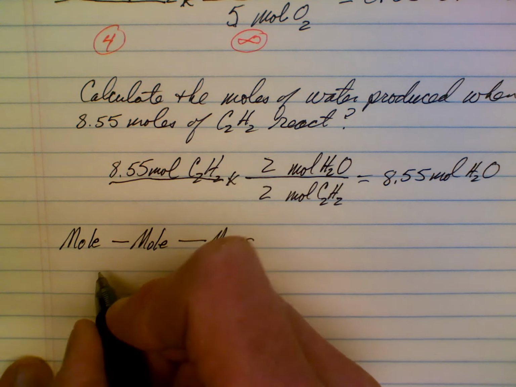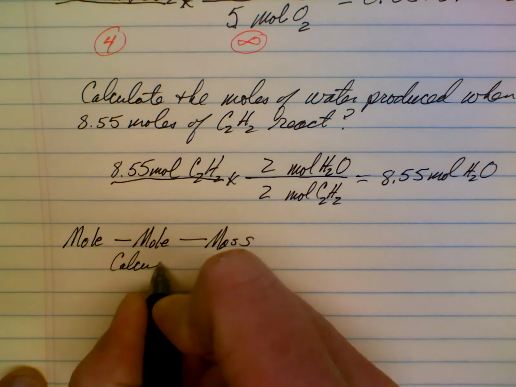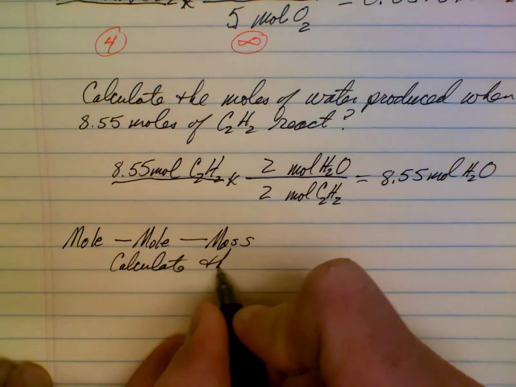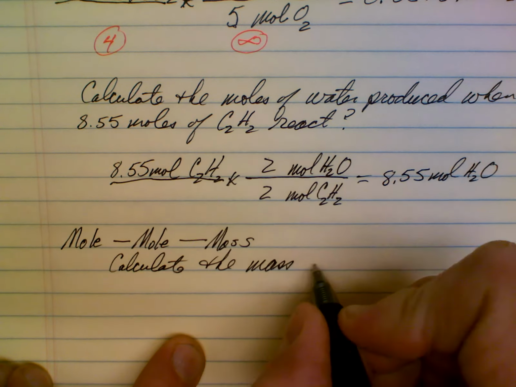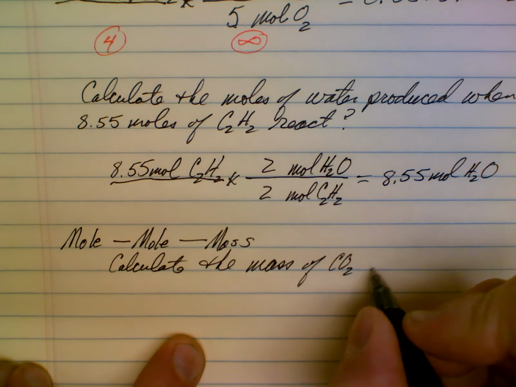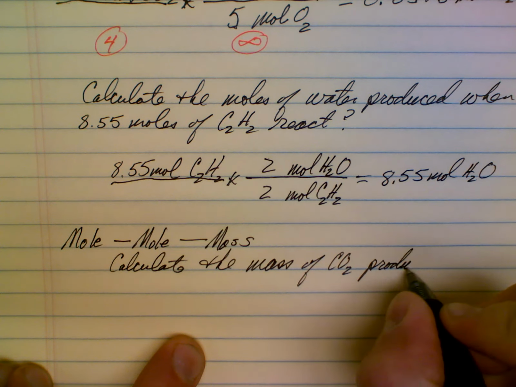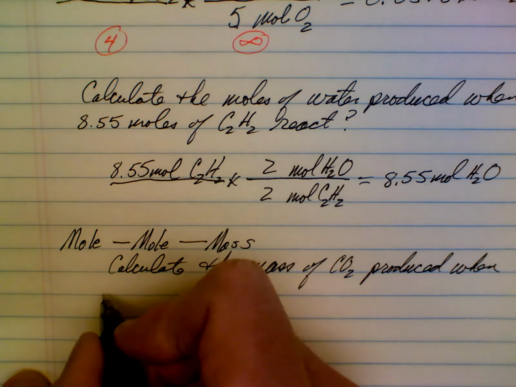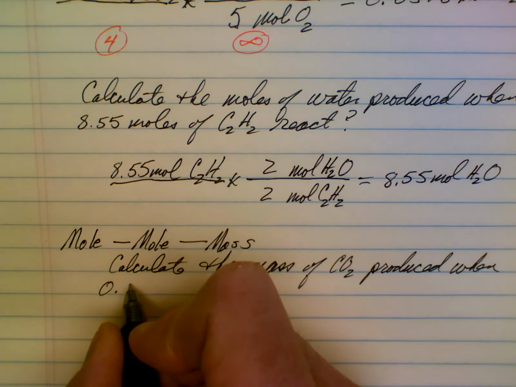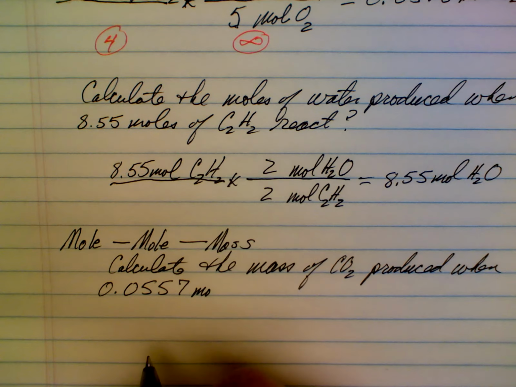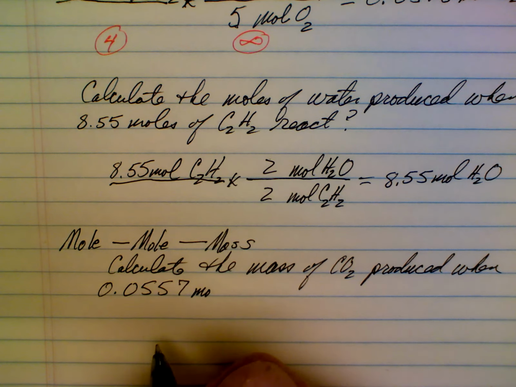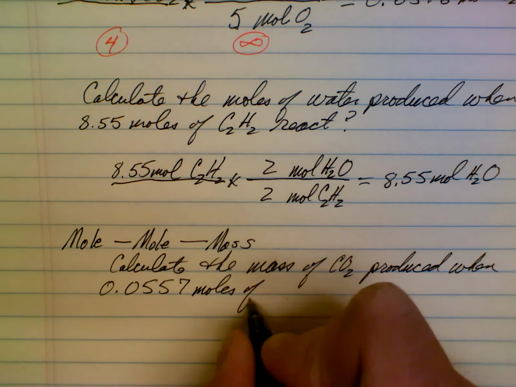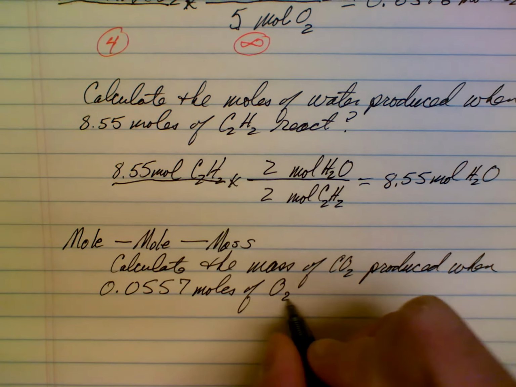The problem might read, calculate the mass of carbon dioxide produced when, let's go with 0.0557 moles of oxygen react.